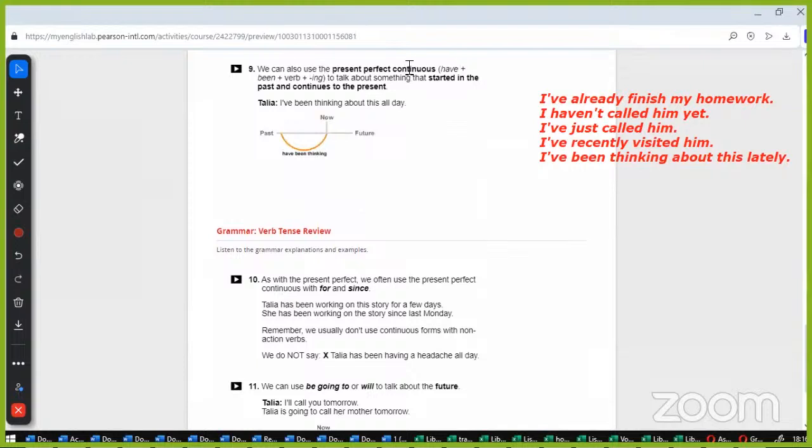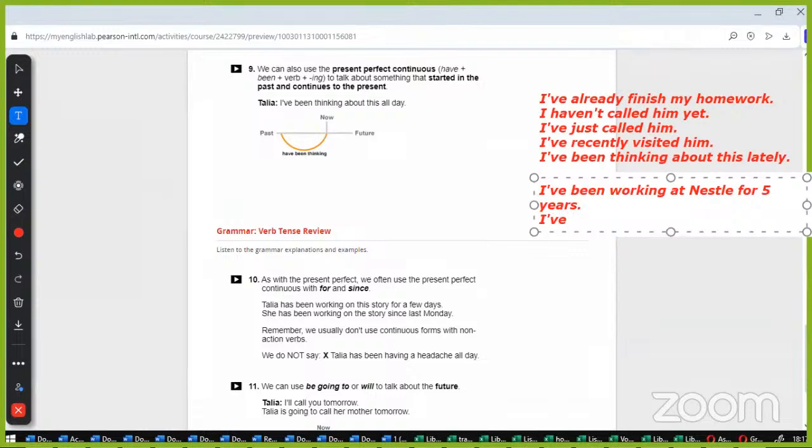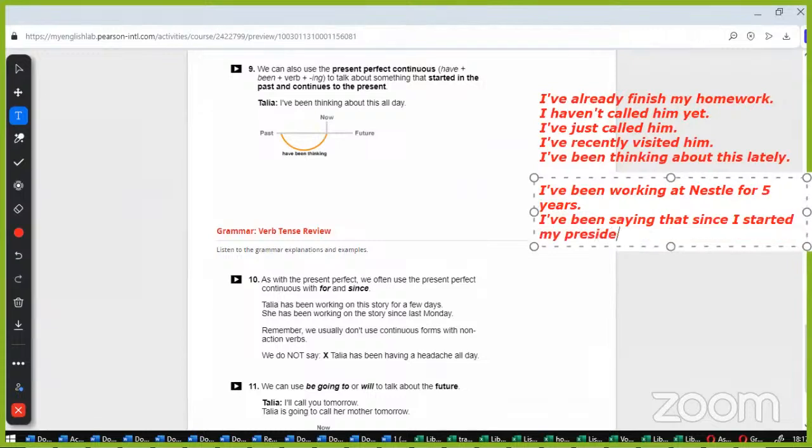We can also use the present perfect continuous to talk about something that started in the past and continues till the present. I've been working, let's say, at Nestle, I don't know, for 5 years. I have been saying that for, I started my presidential campaign.